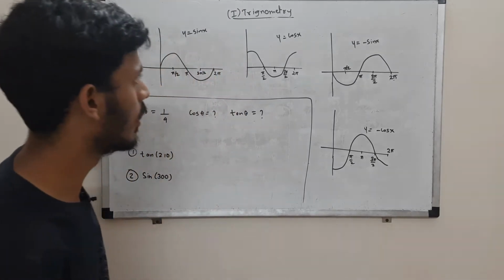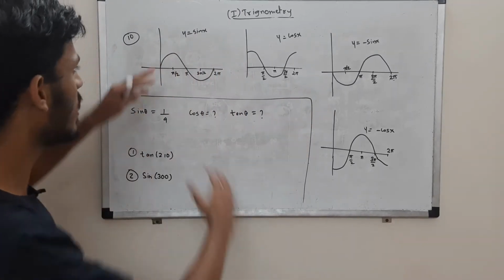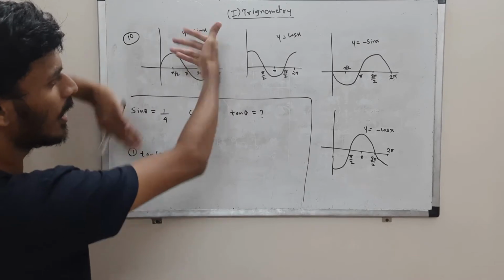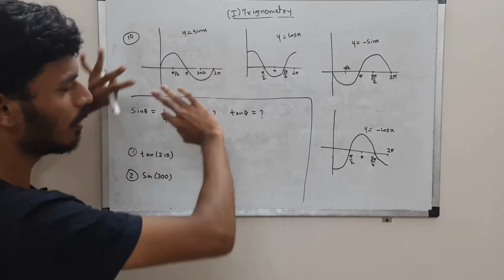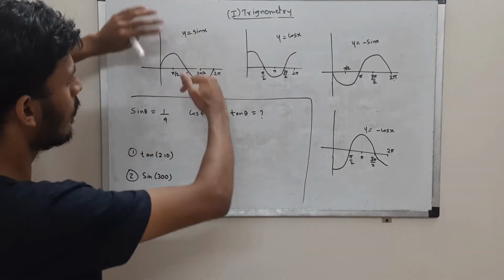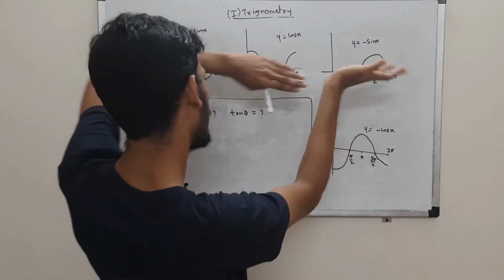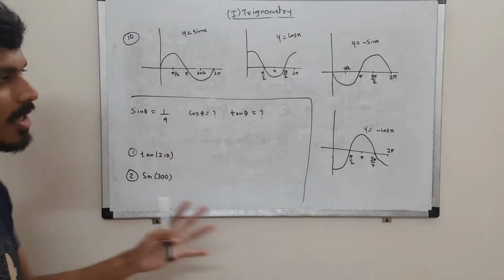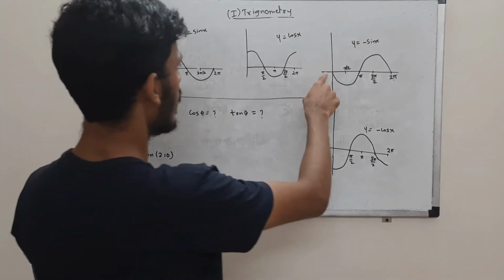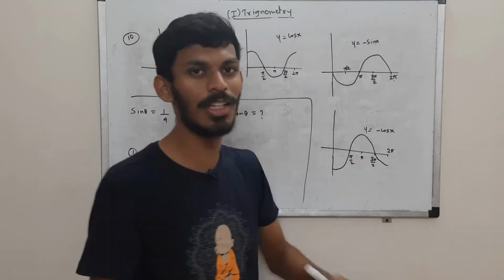Then let's come to minus sin x. Basically you can see it's flipped over. It's like a mirror image, not mirror actually, it's flipped over. The positive portion is shifted to the negative, and the negative is shifted to the positive. Otherwise, the values are the same, only the signs have changed.